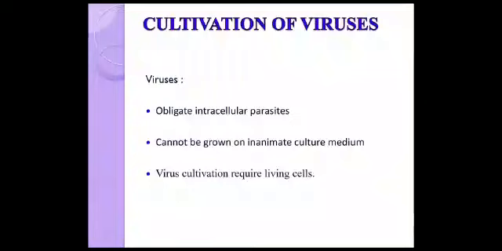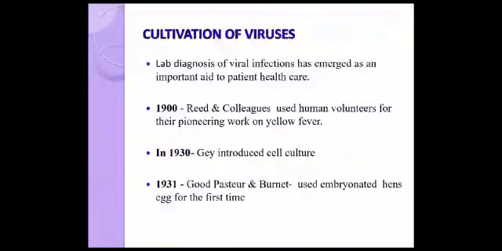So as I already told, for cultivation, they're all obligate intracellular parasites, hence cannot be grown on an artificial media, and they require living cells for cultivation. Just to give you a brief historical overview, in 1900 it was Reed and colleagues who used human volunteers for their pioneering work on yellow fever.